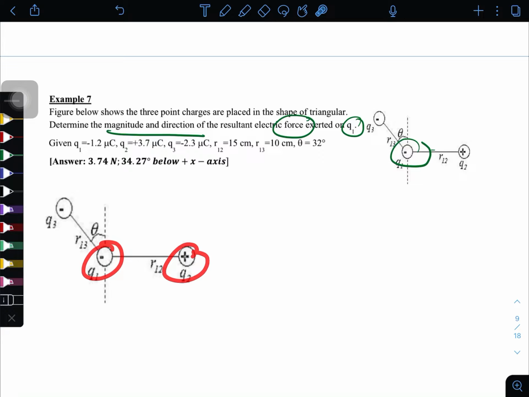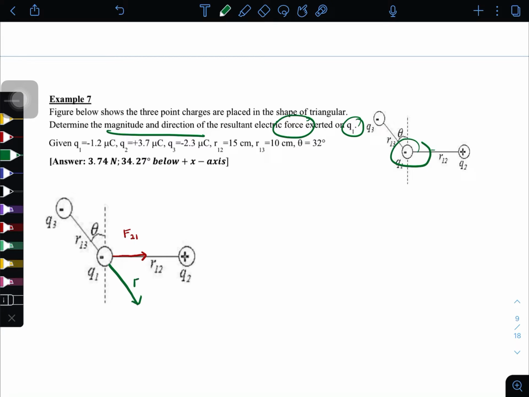1 and 2. Both are different charges, so positive and negative will attract towards each other. So on Q1, we will draw force by 2 on 1, so it is here, and Q3. 1 and 3 are the same, so they will repel each other. So repel, it will go here.